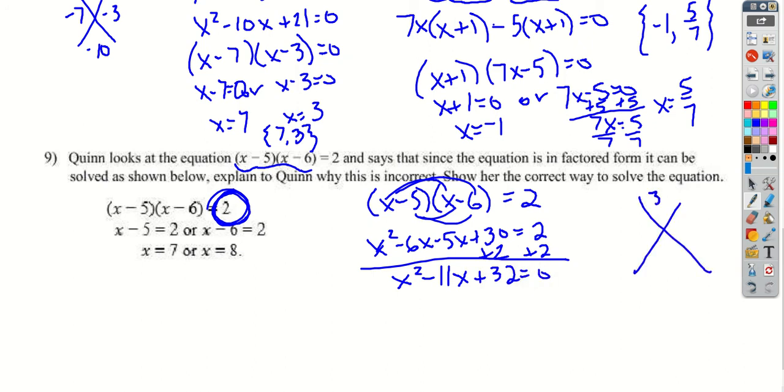Then I'm looking for the factors of 32 that add or subtract to give me negative 11. It's a positive 32, so we know they're both the same sign, and it's a negative 11. They have to be the same thing. So what multiplies to give me 32 that adds to negative 11? And you may be saying to yourself, nothing. And you know why? That's because we did something wrong here. So we want to backtrack.